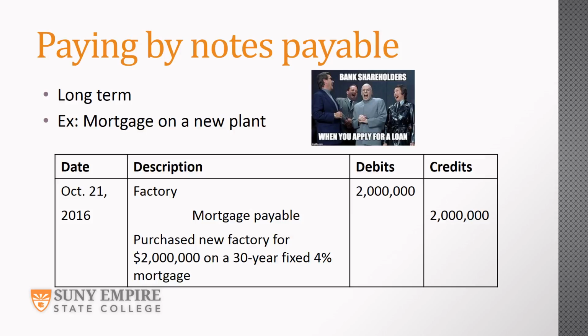The general journal entry for this transaction starts with the date of the purchase. The debited account is the long-term asset, plants, for the $2 million purchase price. This is matched by a credit to the liability, mortgage payable. The entry closes with a description of the particulars of the mortgage, the source, the length, and the interest rate.